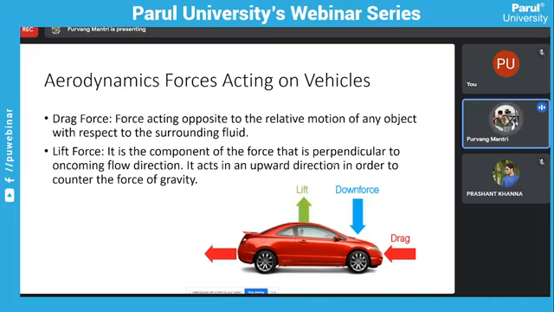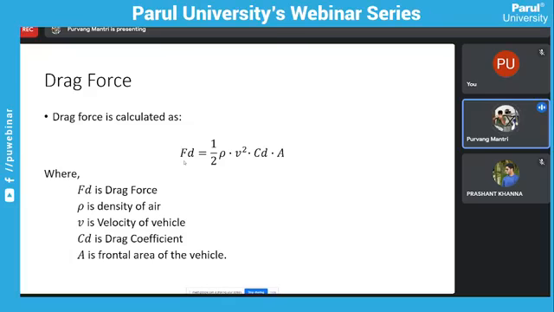And the main purpose is that we want to reduce the drag force because it affects the power output of a vehicle. Let's now see how drag force is calculated. This is the formula to calculate our drag force, where Fd is equal to 1/2 rho v square Cd into A. Here Fd is the drag force, rho is the density of air, v is the velocity of the vehicle, Cd is the drag coefficient or coefficient of drag, and A is the frontal area. So with this formula, we can calculate drag force.